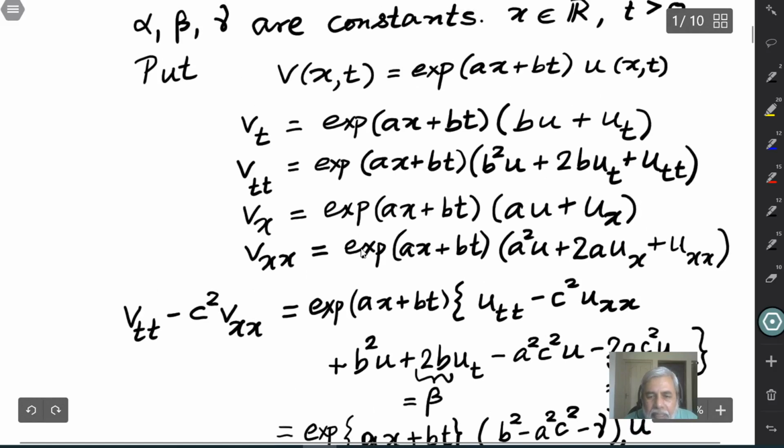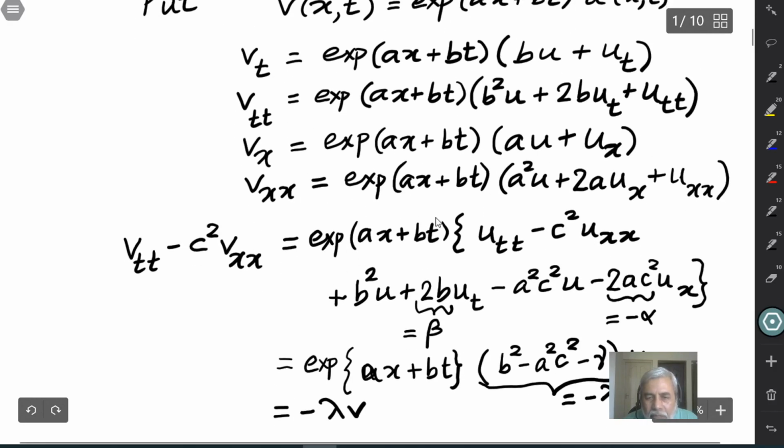Looking at the expressions here, this exponential factor is common, so you take that exponential term outside, and then inside you have utt minus c square uxx coming from the second derivatives. So vtt has utt, and there is uxx here, so that's fine. But they also contain lower order terms u and u sub t, so those are added here. So we have b square u plus 2b ut minus a square c square u minus 2ac square ux.